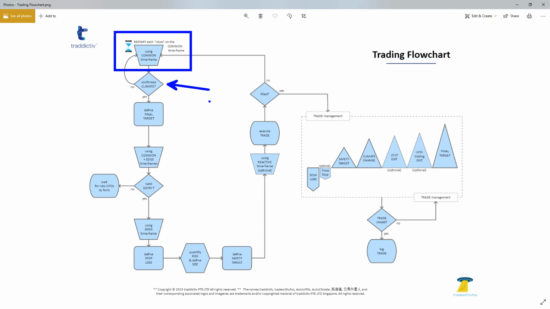Well, as I said, we had a collection of users of the apps that were getting confused. Should I use confirmed climate? Should I ignore when the climate is not confirmed? How do I deal with it? How do I do it?